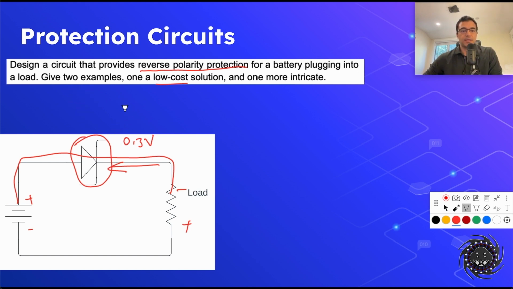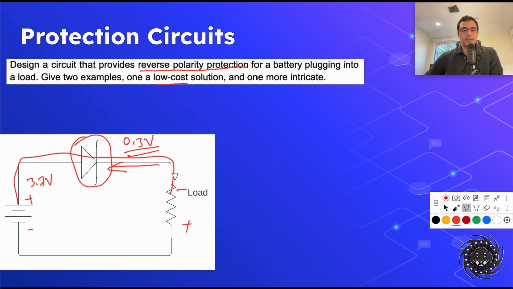But this has one pretty serious and major flaw, and that's, of course, this voltage drop. If you want a, let's say, 3.7 volt lithium-ion battery to connect directly to this load, you're never actually going to get that full voltage. You'll get 3.7 minus this voltage drop.